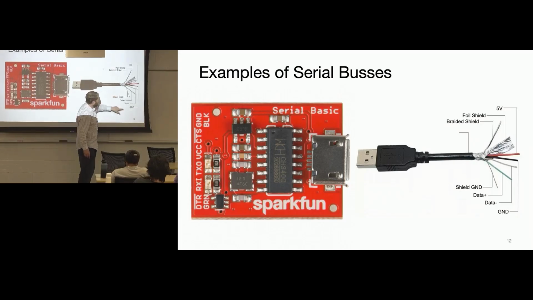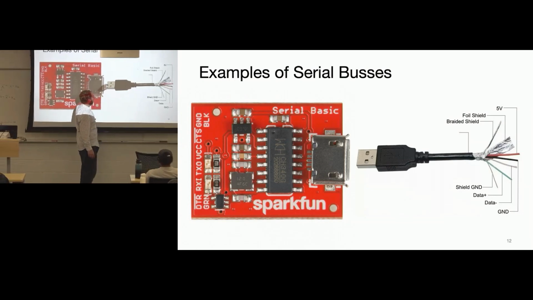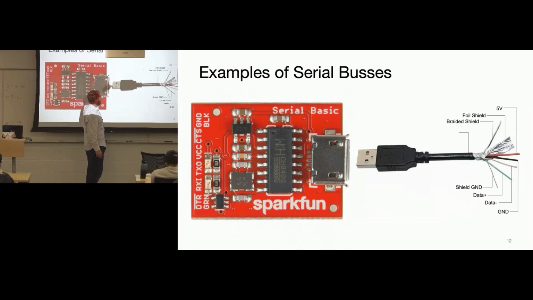There's shielding. The shielding is typically grounded, at least it should be. So there's shielding here, and then there's a metal mesh around that as a ground as well. And then you can go look up your protocol here. So it's positive, negative data, and then power and ground.